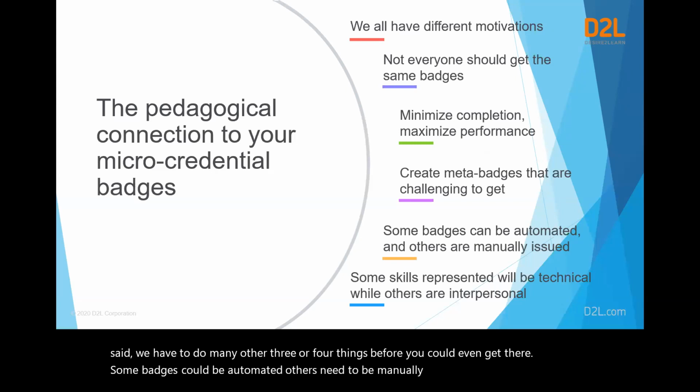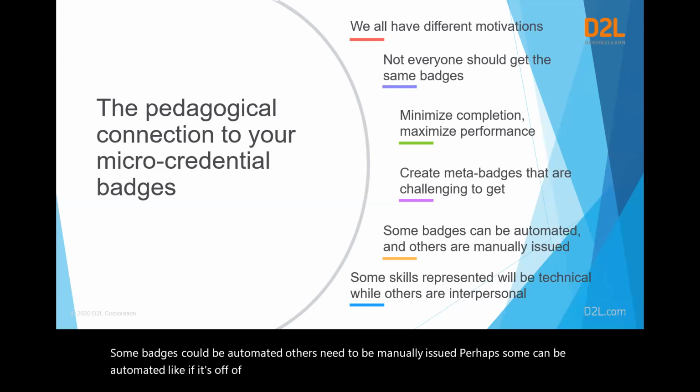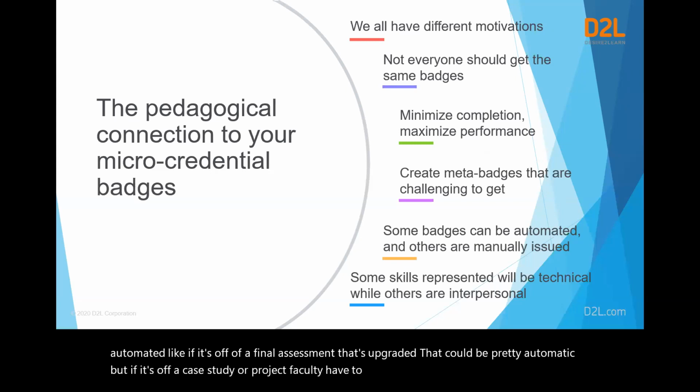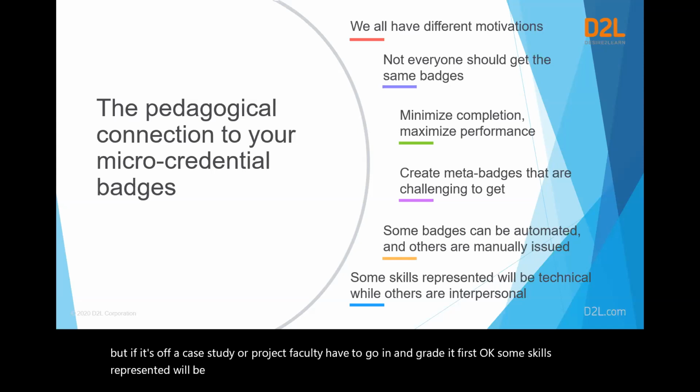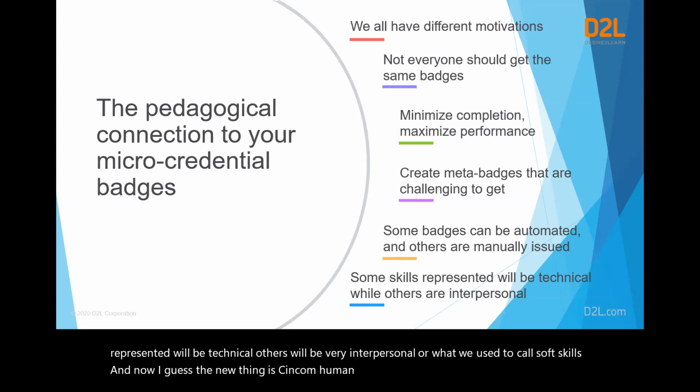Perhaps some can be automated, like if it's off of a final assessment that's graded, that could be pretty automatic. But if it's off a case study or a project, a faculty would have to go in and grade it first, okay? Some skills represented will be technical, others will be very interpersonal, or what we used to call soft skills. And now I guess the new thing is we call them human skills. But those are like the career readiness ones that Melissa talked about that we already have going.